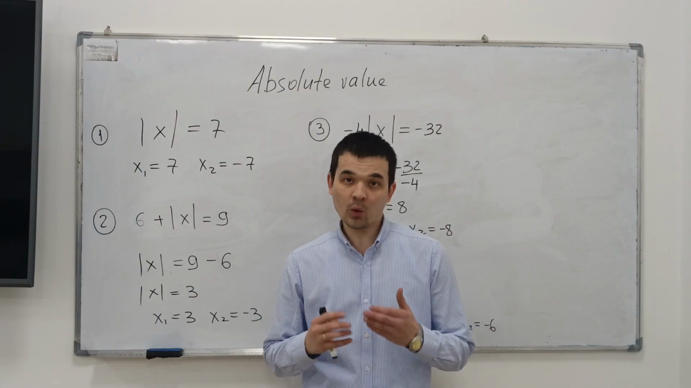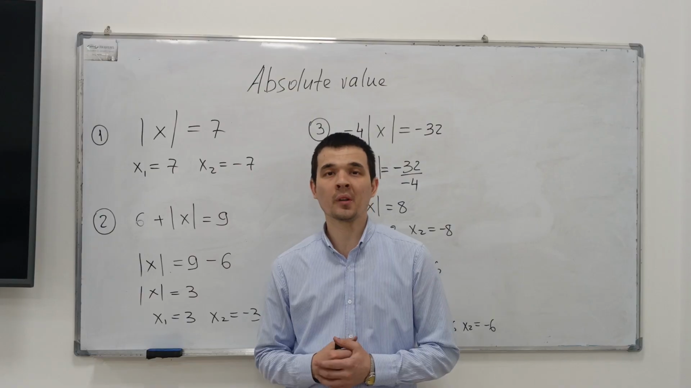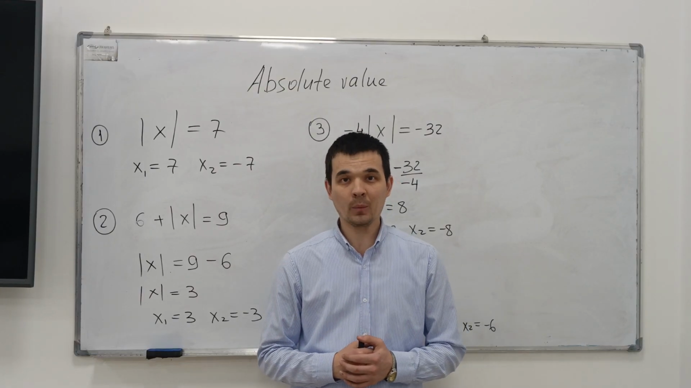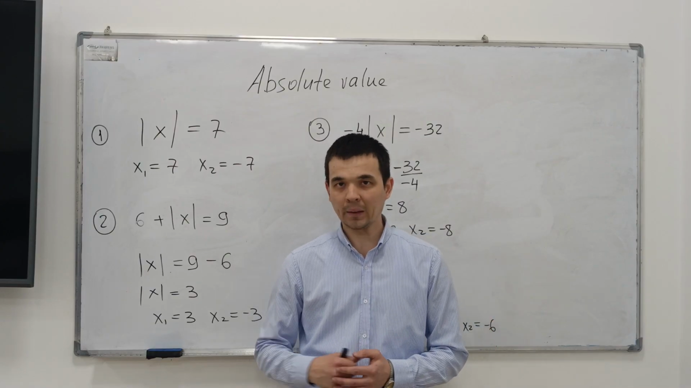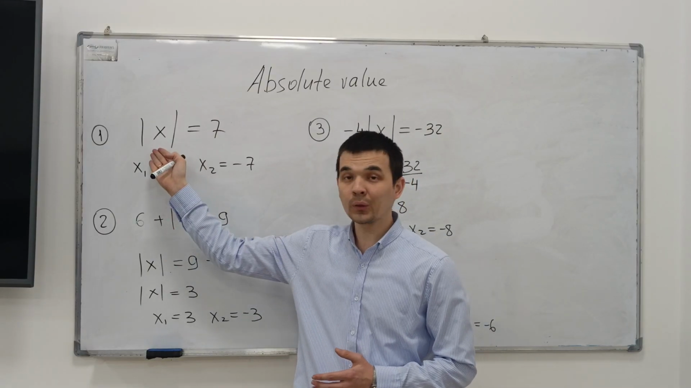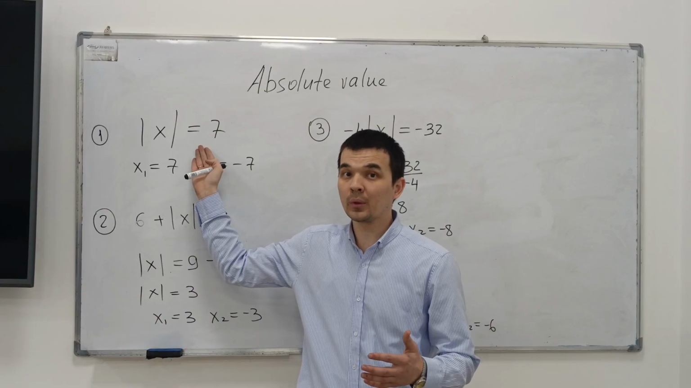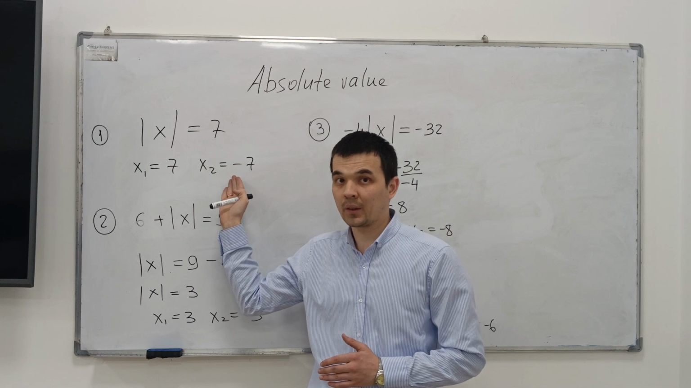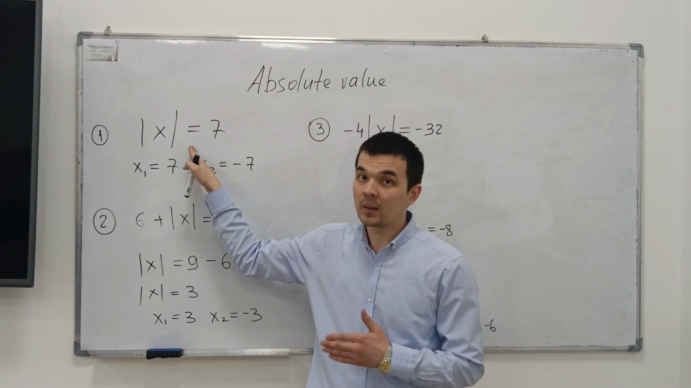When we are working with equations with absolute values, we might have more than one possible answer, because in absolute values, the answer can be both a negative number and a positive number. For example, in the first question, the unknown inside the absolute value is equal to 7. As I told you, inside of absolute value, we might have both positive and negative answers. So 7 and minus 7 are both answers of this equation.